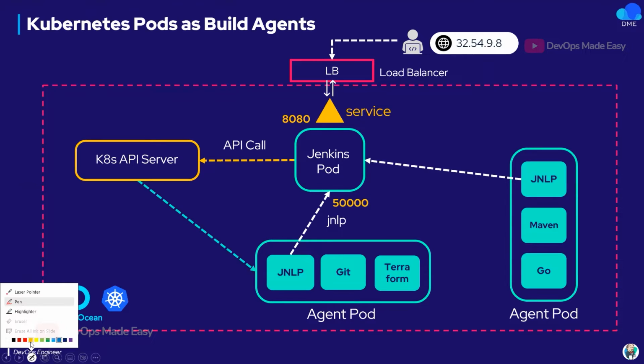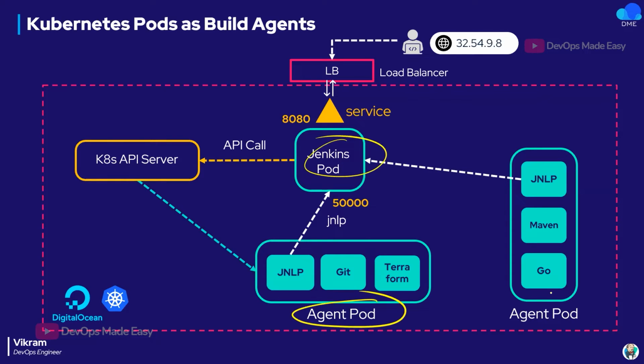Now, a few more points about using pods as build agents. Whenever the Jenkins master pod creates an agent pod for building, you need to define how many containers you require. Let's say inside the Jenkins pod, I define 2 containers, but in actuality, you will see 3 containers when you look at the agent pod.